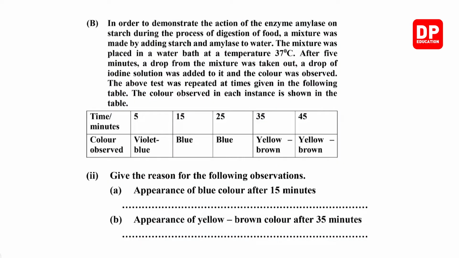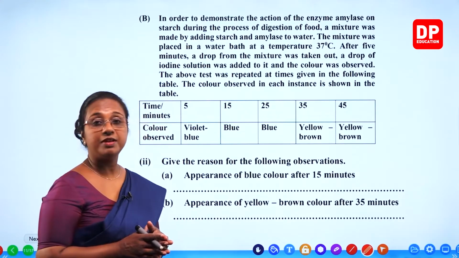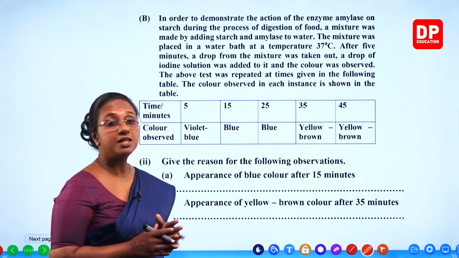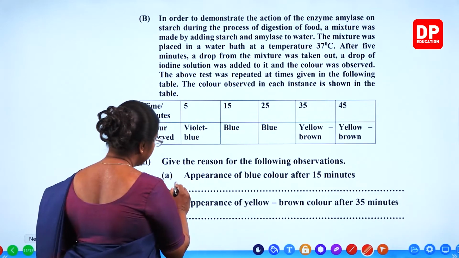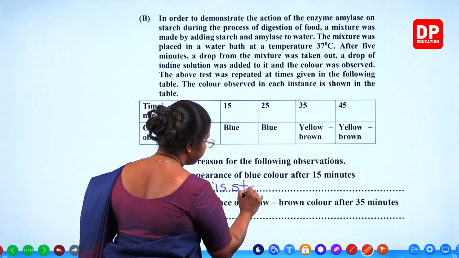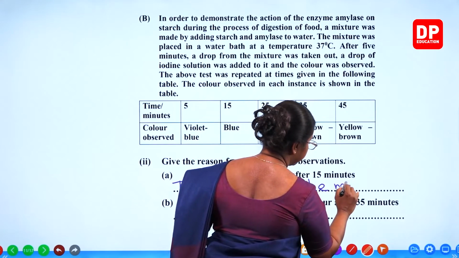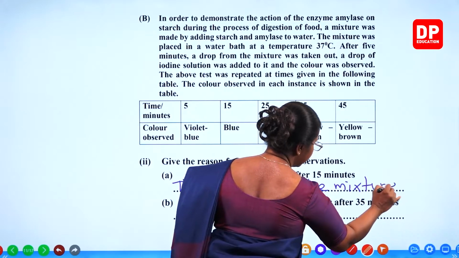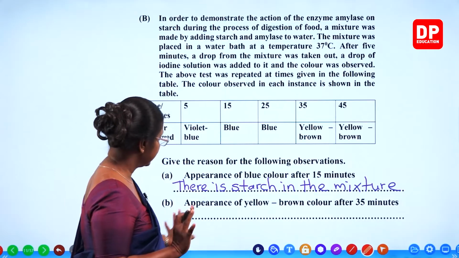That is the second part. The same introduction and the table is given. Give the reason for the following observations. A part, appearance of blue color after 15 minutes. After 15 minutes, there is blue color. That means there is starch. So here you have to write the answer as there is starch in the mixture. Or if you just write it as there is starch or starch is still present, that is enough.